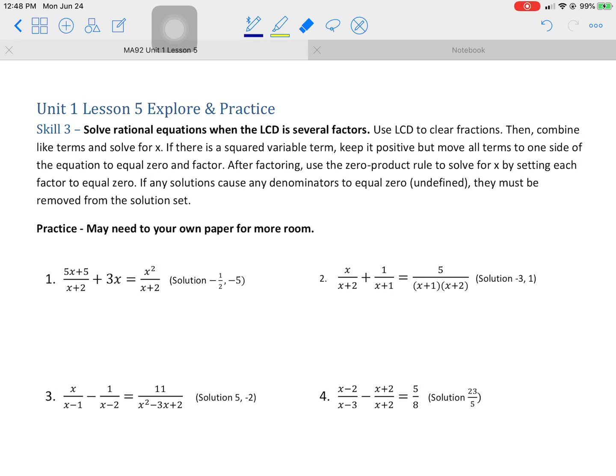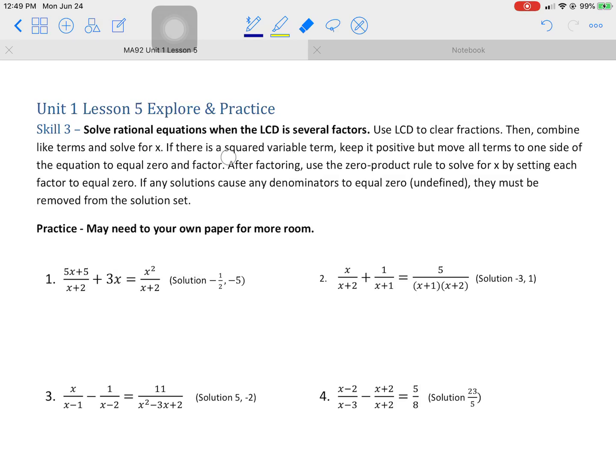All right, moving on with lesson 5, page 2, skill 3: solve rational expressions when the LCD is several factors. Now it's not just one number or one variable on the bottom. We have a binomial, or a trinomial, or a polynomial, however you want to call it. We're still going to use the LCD to clear the fractions. We want to combine like terms and solve for x.